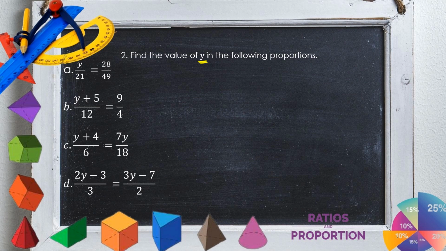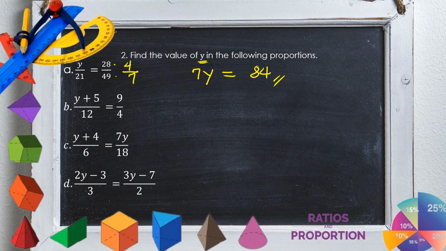Let's get first the lowest term of 28 over 49. They are both divisible by 7. So 28 divided by 7 is 4, 49 divided by 7 is 7. Then we do the cross multiply. y times 7 is 7y, equals 4 times 21 is 84. Then it's now your task to get the value of y.